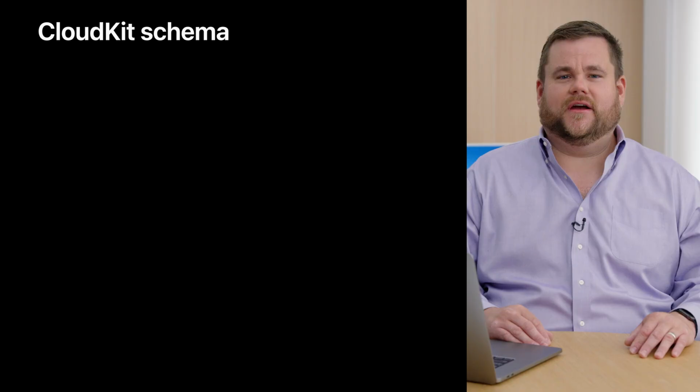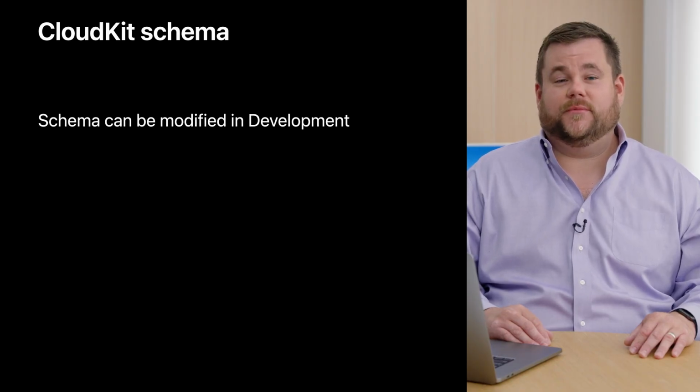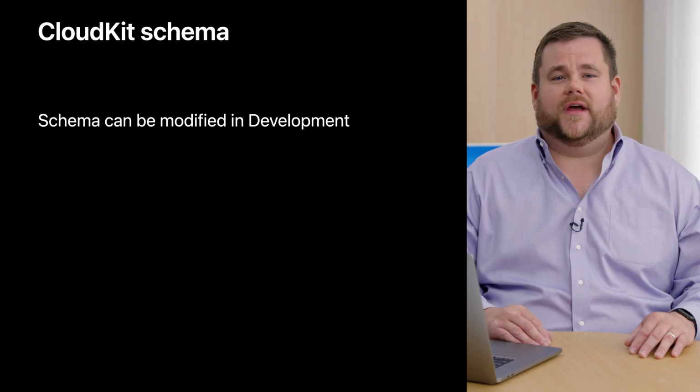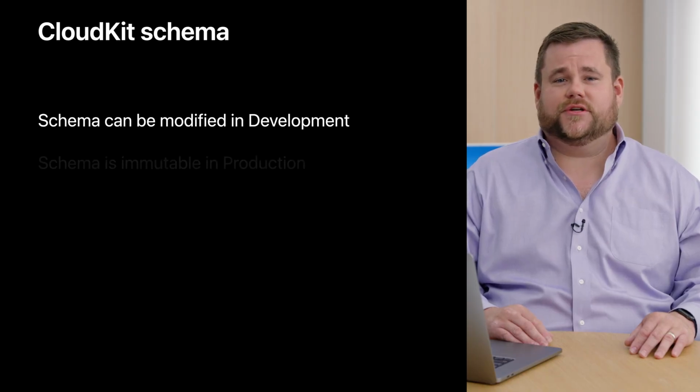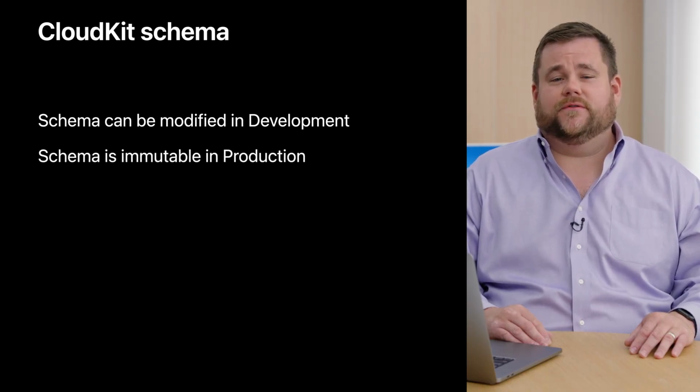As you're developing your app, you'll be using the development environment. The CloudKit schema can be modified freely in this environment. However, after you promote your schema to production, the record types and their fields are immutable. While lightweight migration handles many different scenarios, CloudKit is more restricted in what it supports. Many of the lightweight operations I described earlier are unsupported.